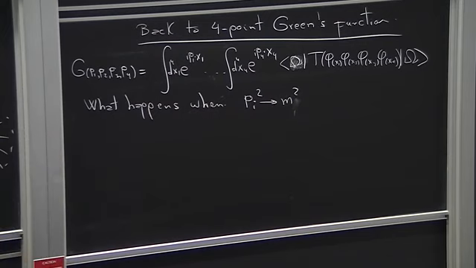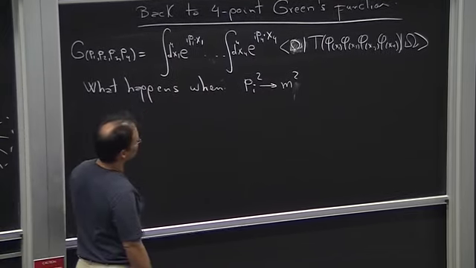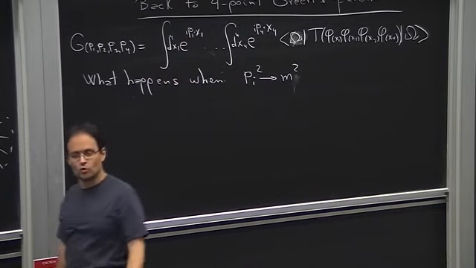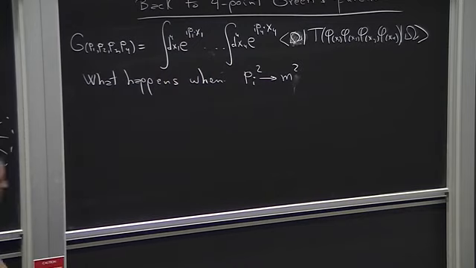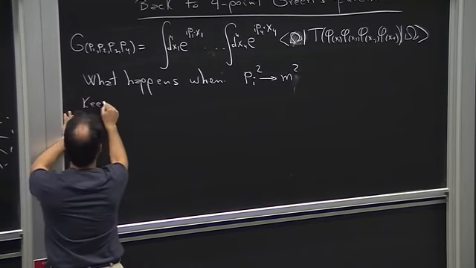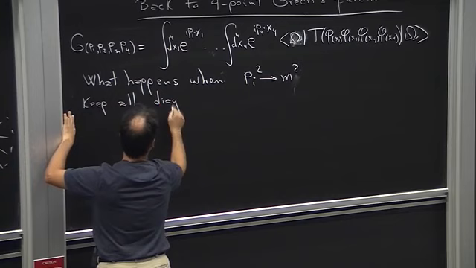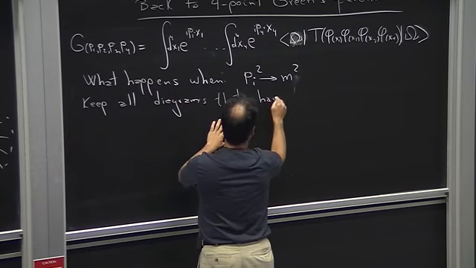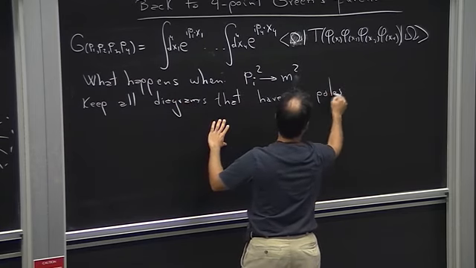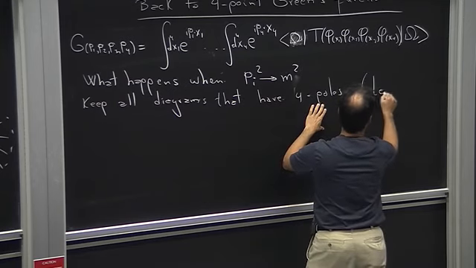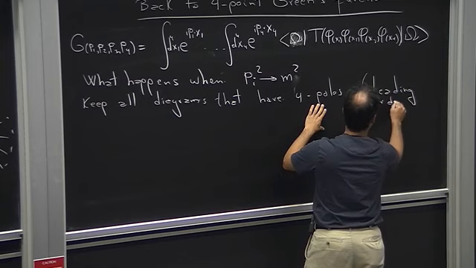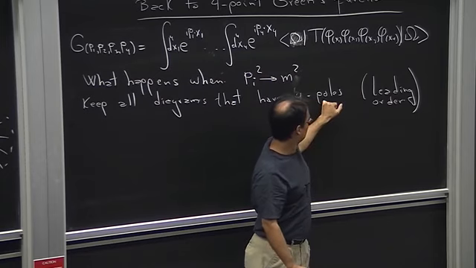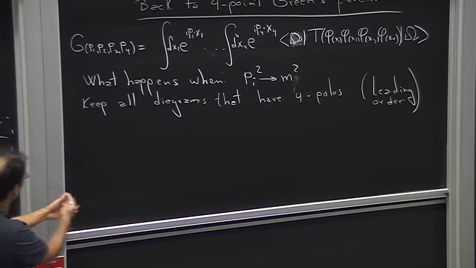Now, when we do this, you probably realize that there are diagrams that contain actually 4 poles. Some diagrams contain only 2 poles. So let's say that we keep all diagrams that have 4 poles, or we want to keep the leading order. So let's keep all the ones that contain exactly 4 poles. That would be the leading contribution when we take this limit.